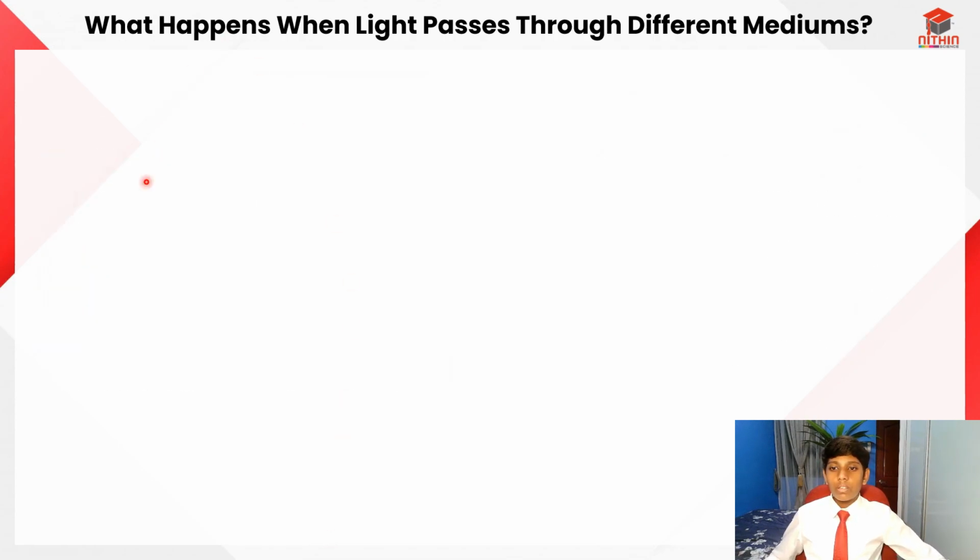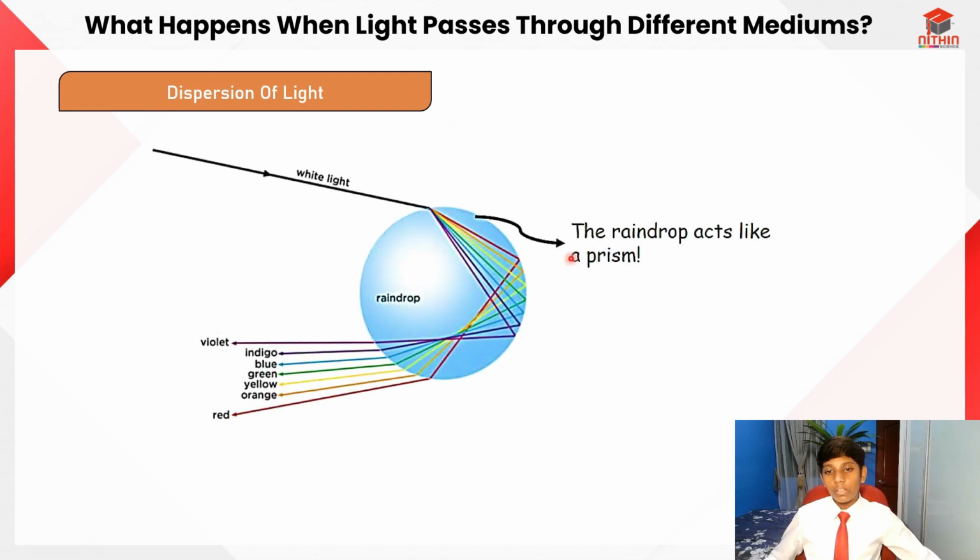Okay, next we have the dispersion of light again. So with white light, this is how the raindrop acts like a prism. It goes in, it bounces off this, it refracts. This is how it basically disperses. This is not that important, it's just good for you to know. So let's move on.